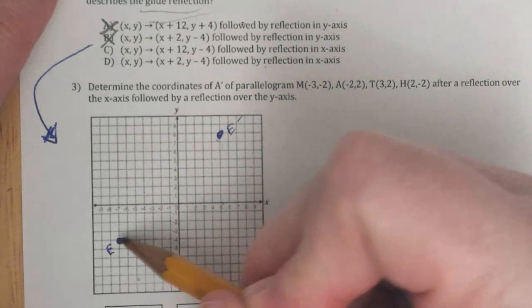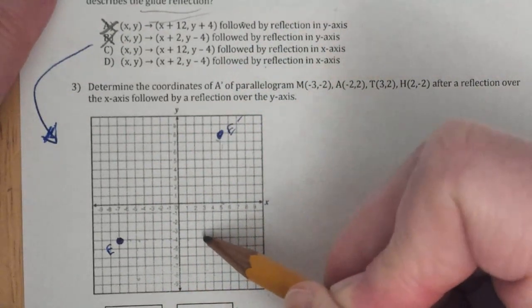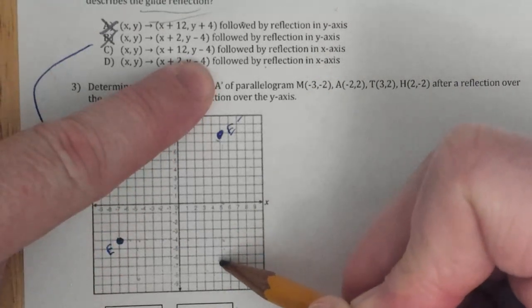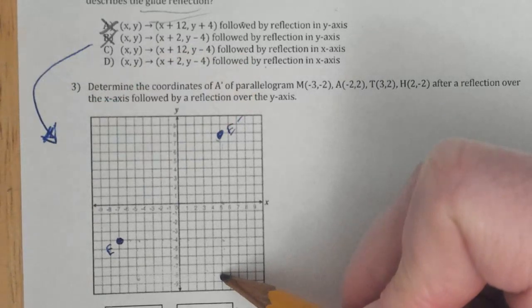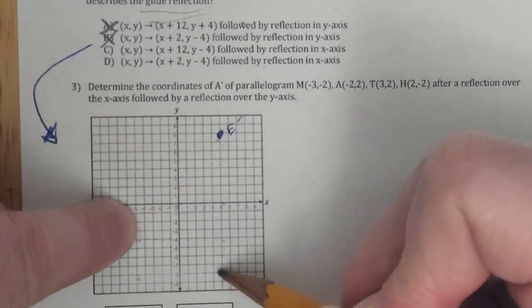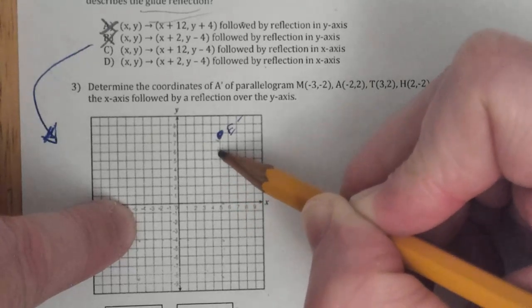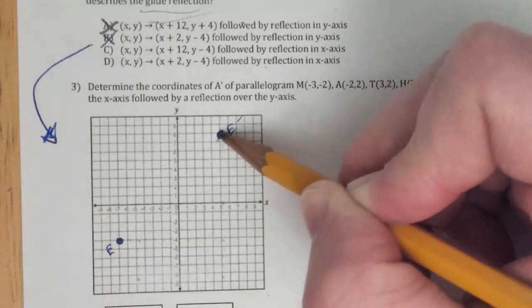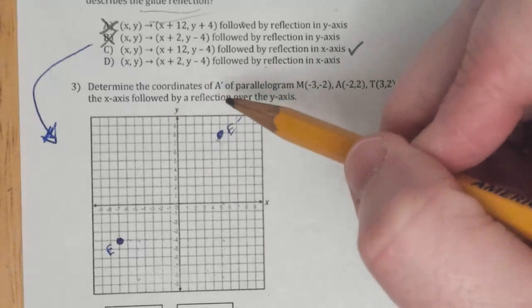All right, let's try again. So +12, 1, 2, 3, 4, 5, 6, 7, 8, 9, 10, 11, 12. -4, 1, 2, 3, 4. So I'm right here. And then it says reflect over the x-axis. All right, so if I reflect over this line, 1, 2, 3, 4, 5, 6, 7, 8, 1, 2, 3, 4, 5, 6, 7, 8. All right, that looks good. I landed right where I was supposed to, so that looks legit. But we're going to check the other one to see if that's not better.